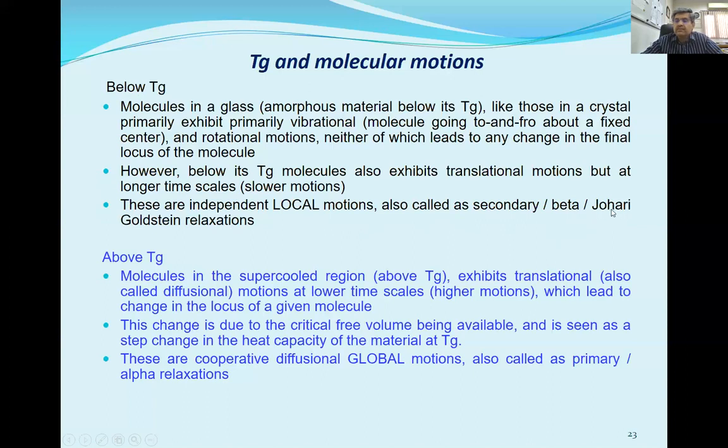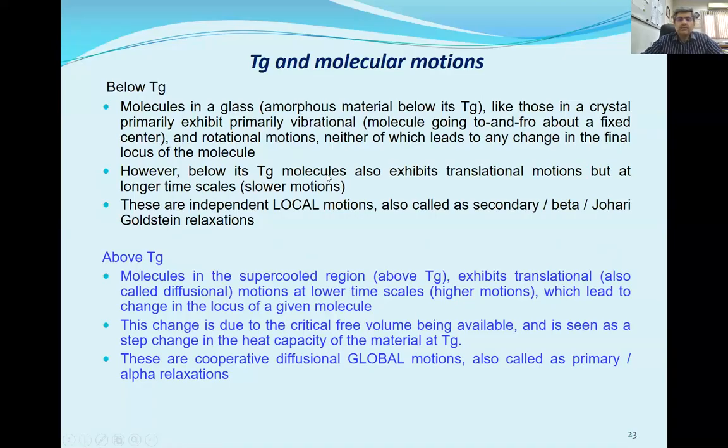These are in fact the names of two scientists who have worked a lot in the area of amorphous systems. And this scientist Johari in fact is an Indian scientist who works in the US on the amorphous systems. So this was with respect to the motions that occur below Tg.